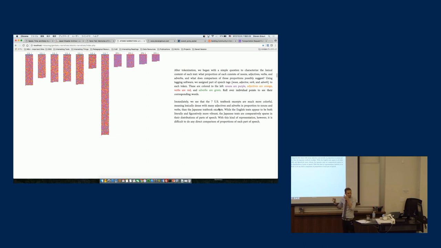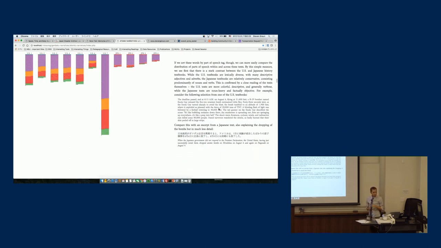With this very basic representation, we see a couple of things. So first of all, we see that the US history textbooks, these excerpts, are quite diverse in terms of the distribution of nouns, adverbs, verbs, and adjectives. But in comparison, we see that the Japanese textbooks are not so diverse. And specifically, the Japanese textbooks are very noun-heavy, right? So if you actually look at these texts, you see that there's just a lot of nouns with very few adjectives.